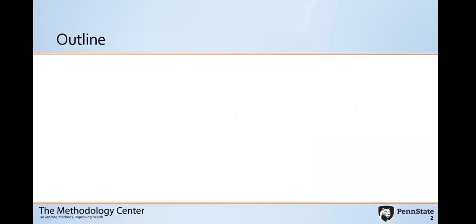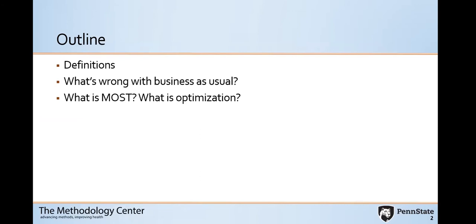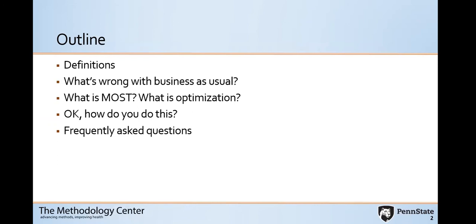We're going to review a few definitions just to make sure we're all on the same page about a few things. We'll talk about what's wrong with business as usual. We'll talk about what MOST is and what is meant by optimization. And you'll probably be wondering at that point, okay, how do you actually do this? We'll talk about that. And then we'll cover a few frequently asked questions, but I'm eager to hear the ones that you guys have too.